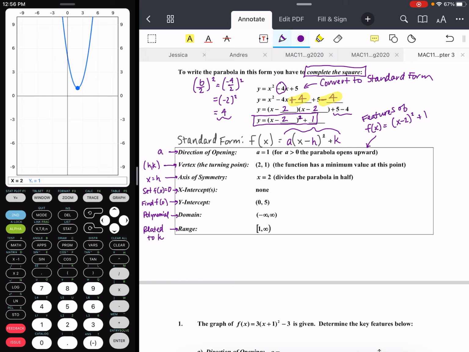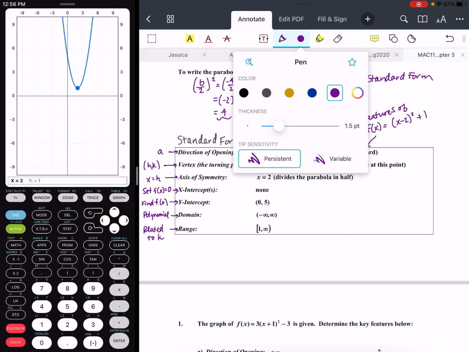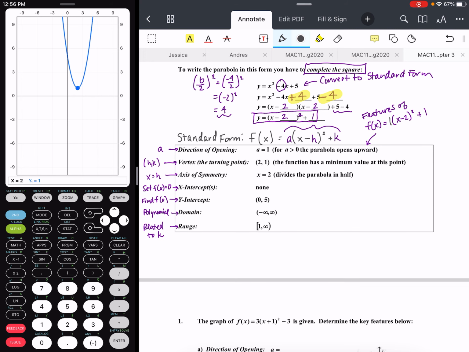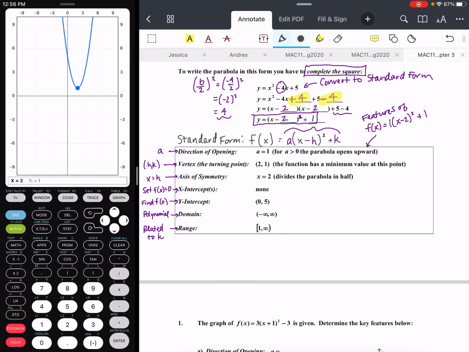So a would be any coefficient out in front of the parentheses. For our function, we don't have anything out there, but we could think of a equaling 1, right? So a equals 1 for our particular function. And our rule for the direction of the opening is if a is positive, then the way I think of it is our parabola looks like a smiley face. So if you want, you can do boop, boop.